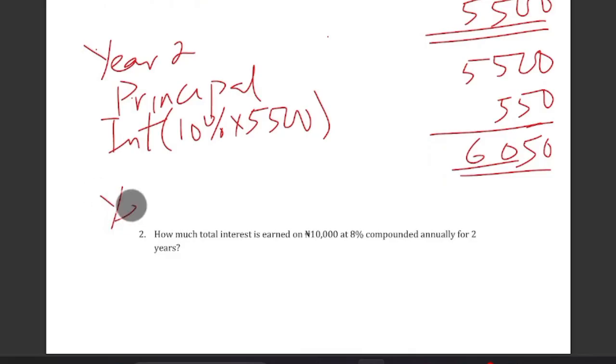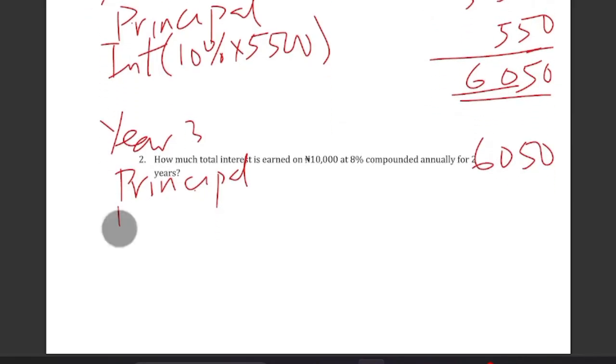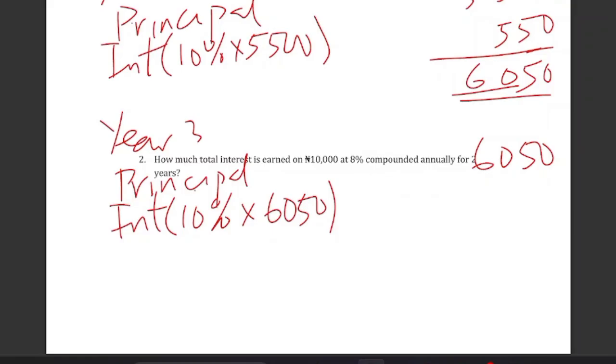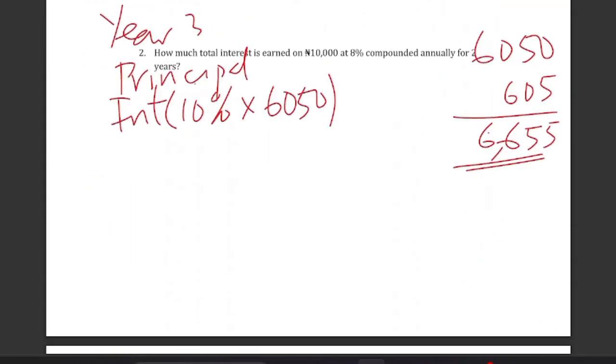We go to year 3. Year 3, principal. So what's going to be the principal? Again now. So the principal will be what? 6,050. Very good of you. So the interest will be 10% times 6,050. All right. So we go to our calculator again. 0.1 times 6,050. What do we have? 605. All right. So this will give us 6,655. That is the amount at the end of the 3 years.